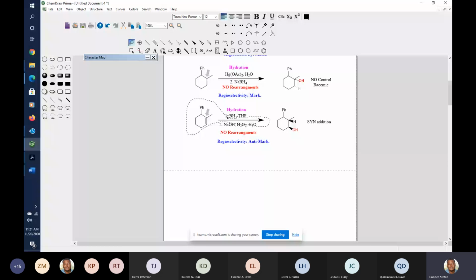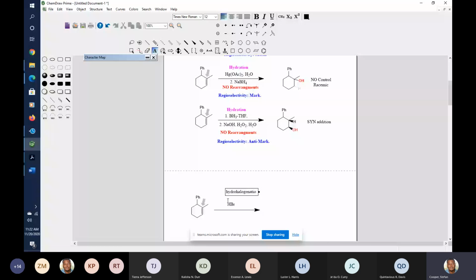Okay, next on our list is HBr. What's going on here with HBr? The hydrohalogenation. Yeah, that's correct. This is a hydrohalogenation.